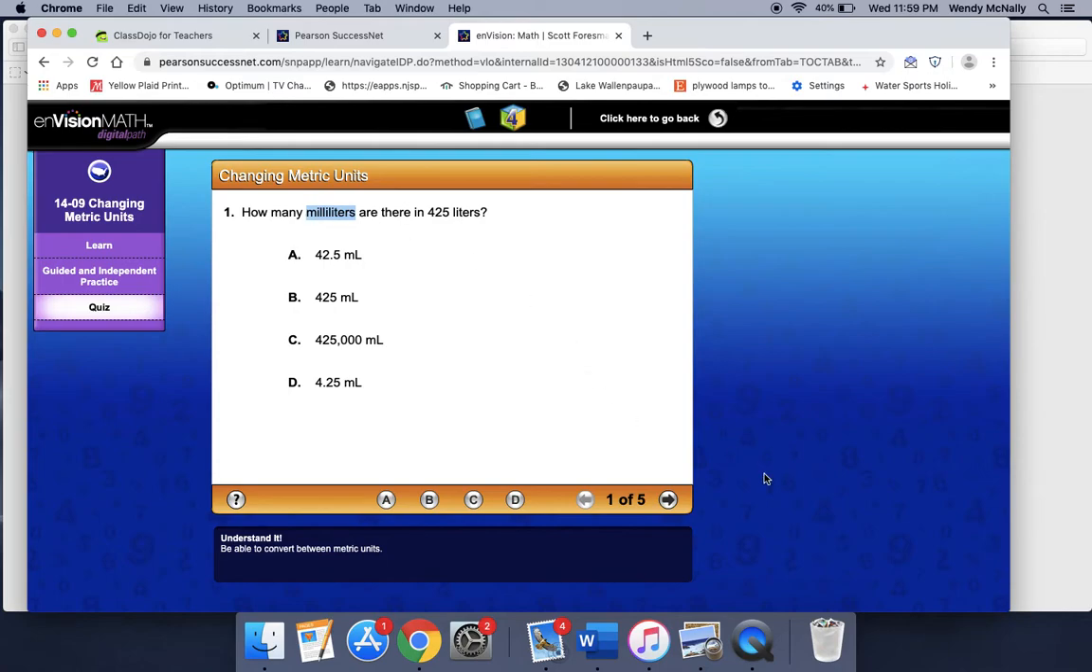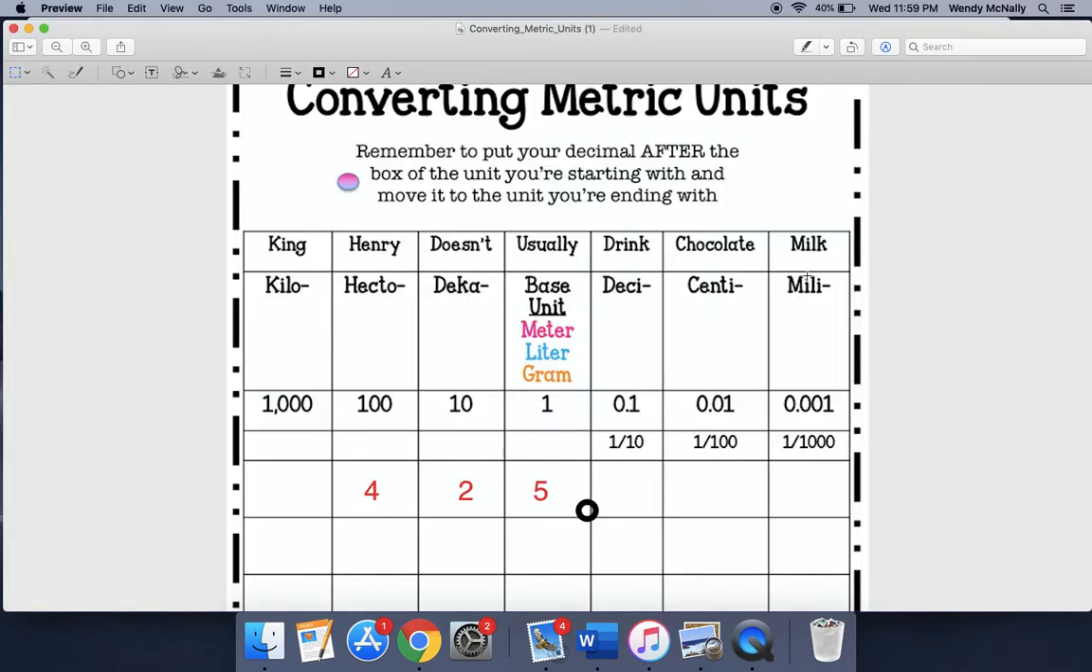Okay, so now let me go back here. So my milliliters are back here by my milk. So that is 1/1000. So what I have to do is take my decimal and move it to the end of whatever I am trying to make the number. So it was liters, so I had my decimal point at the end of that column. Now I want my decimal point to be at the end of my milliliters column because that is what I am converting it to. But now here's the problem.